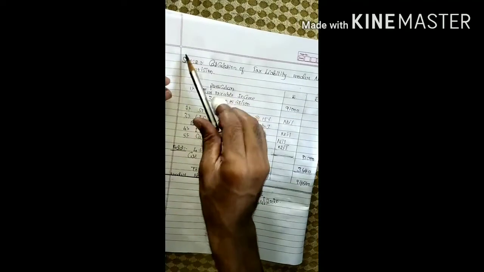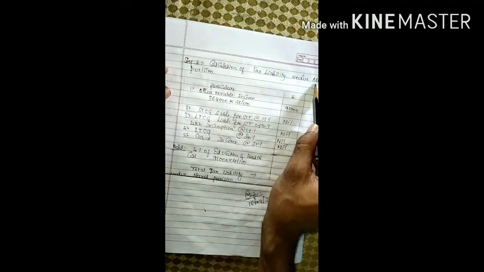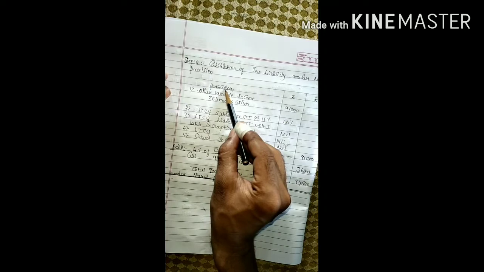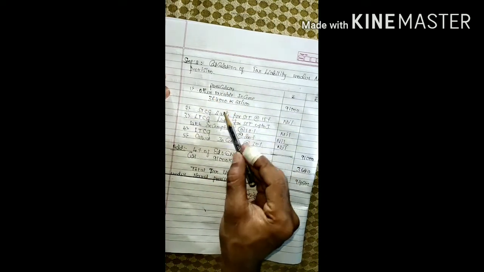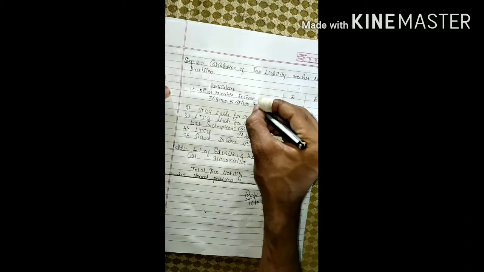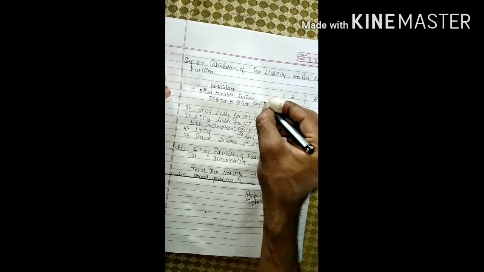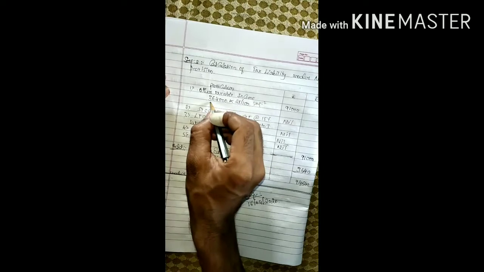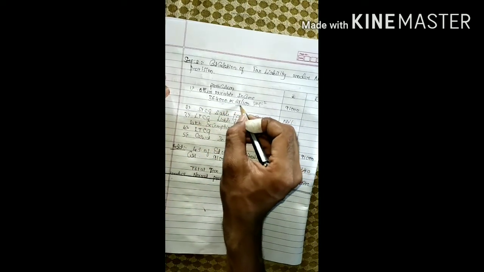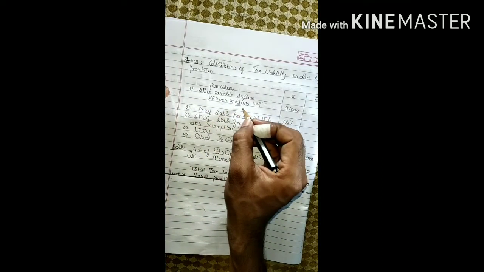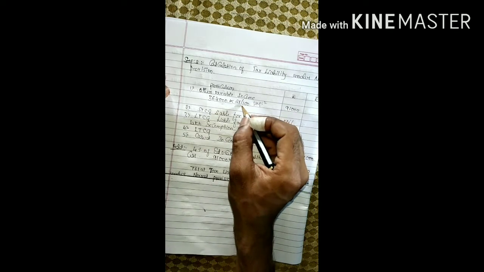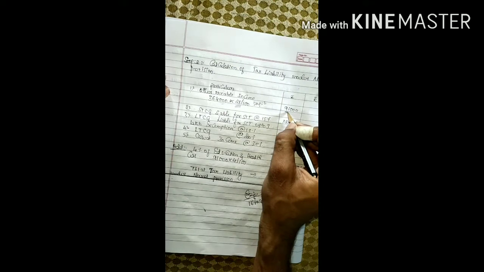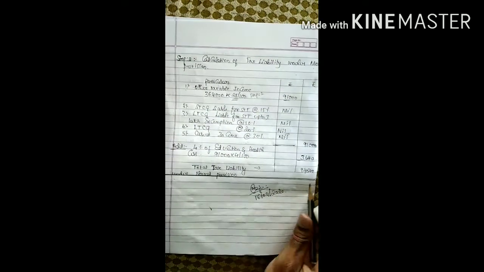Next, step number 2, calculation of tax liability under normal provision. Particulars, rupees. The first one is other taxable income, which was calculated in step number 1, and the total amount is 3,64,000. It attracts 25% if the taxable income is less than 250 crores. The total tax liability amount is 91,000 under other taxable income.